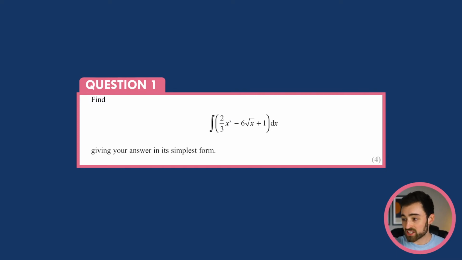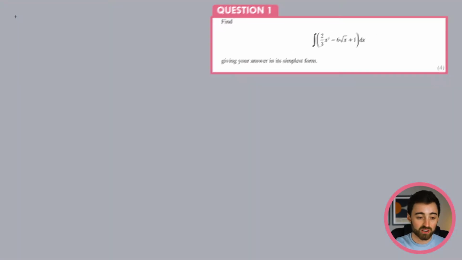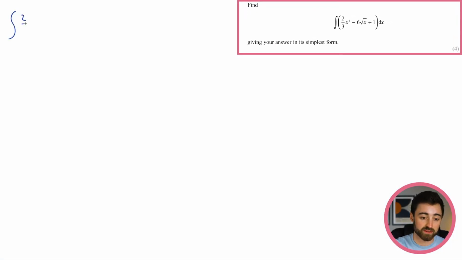So this is a really great way for the examiners to test your integration, but also your indices. Because look at this second term, they love doing this, right? I'm just going to write the 2/3 x cubed here, nothing needs to change to that. They want you to notice that the way we integrate powers of x is by adding 1 to the power and dividing by the new power.